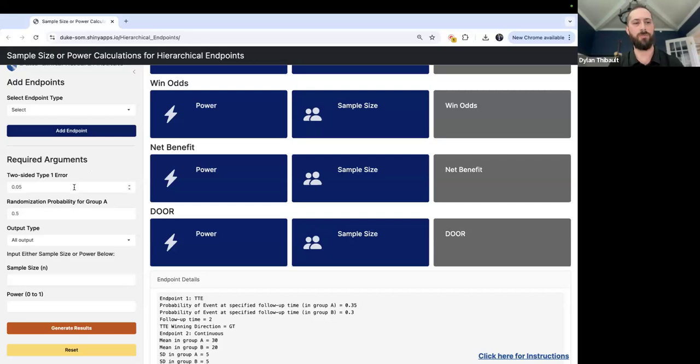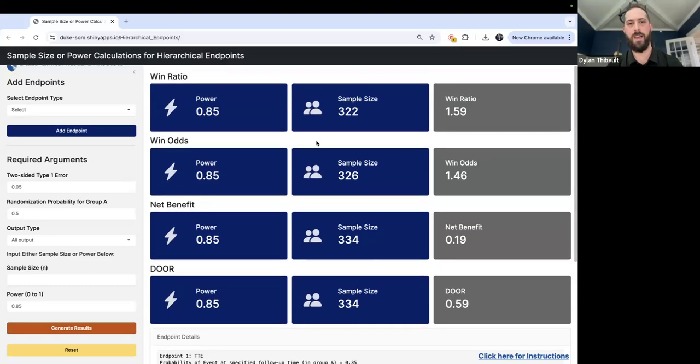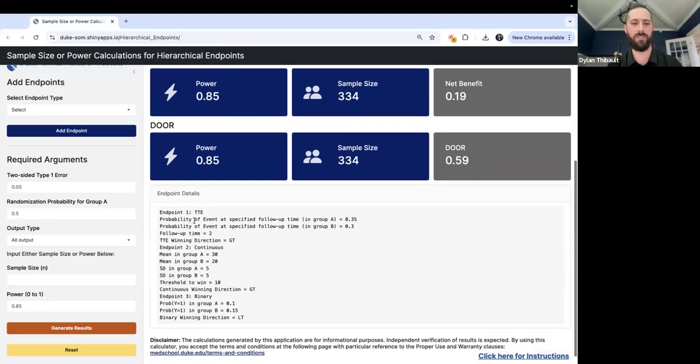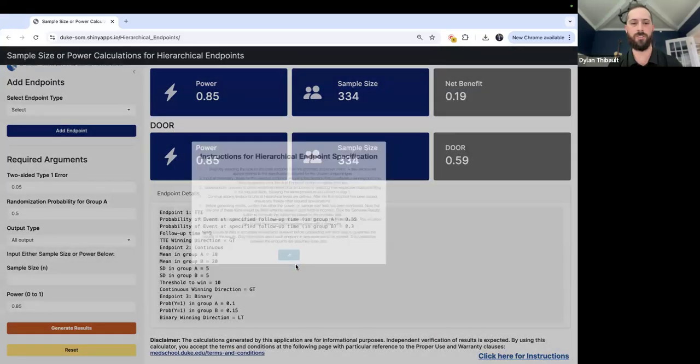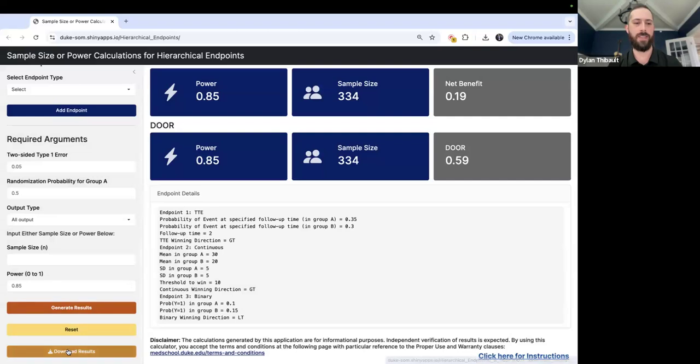And then we're going to assume a 0.05 two-sided type 1 error, randomization is equal between the two groups. And then we'll give it power and ask for the sample size. You can see it'll give you the sample size for all 4 measures: the overall win ratio, win odds, net benefit, and DOR. It shows you the endpoint details that you've entered. We also have a hyperlink for instructions if you need instructions. And then you can download the results.